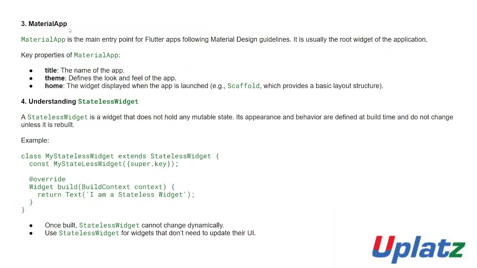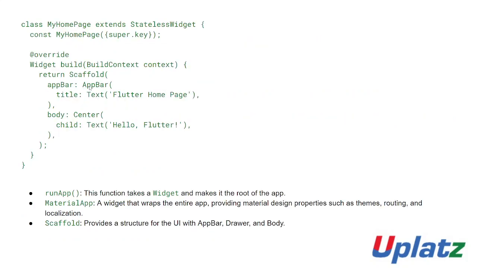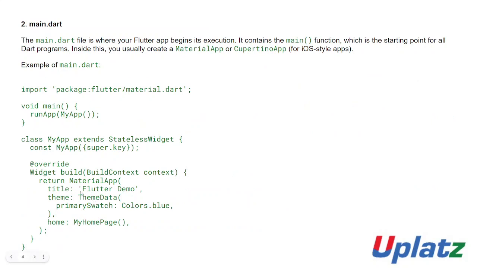Number 3, material app. Material app is the main entry point for Flutter apps following material design guidelines. It is defined by Google. It is usually the root widget of the application. Key properties of material app: title, theme, home. Let's see. Title, Flutter demo, theme, here is theme data, primary swatch, colors blue, home is my home page.